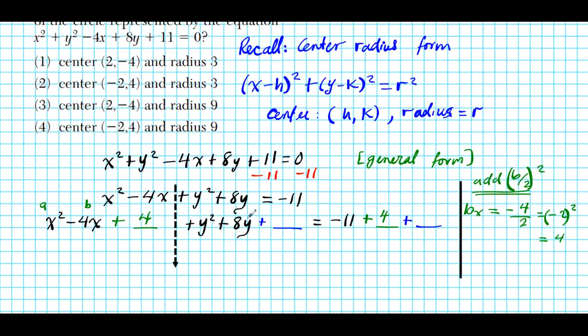Now how do we complete the square on the y side of our partition? Same procedure. The b for the y is 8. We're going to divide that by 2, which is 4, and square it. 4 squared is 16. So we're going to add 16 here and add 16 here.